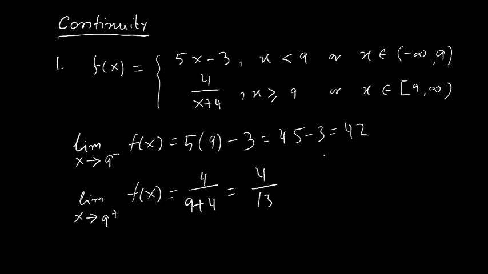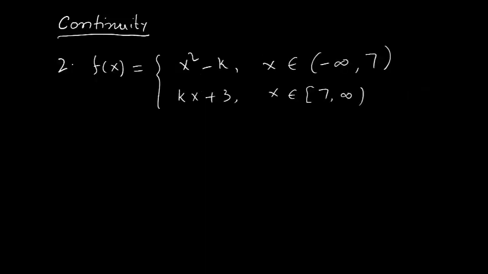Now if you look at these two values, they're different. Immediately we say that the limit as x approaches 9 of f of x does not exist. And we have two different values here. So in this case we call it jump discontinuity.